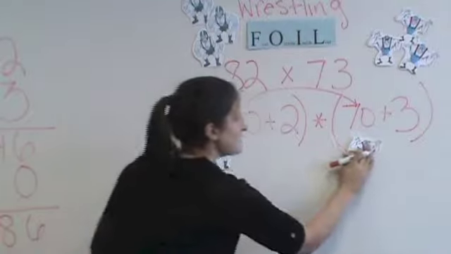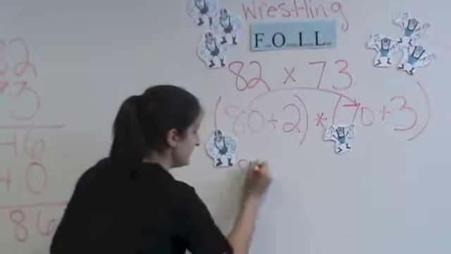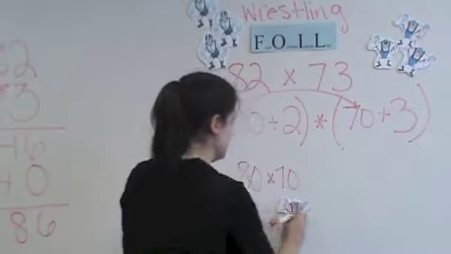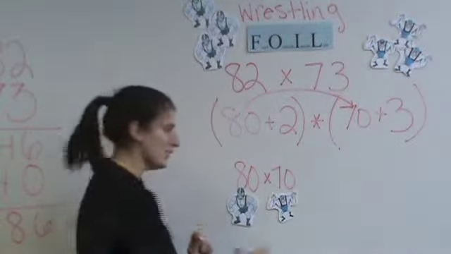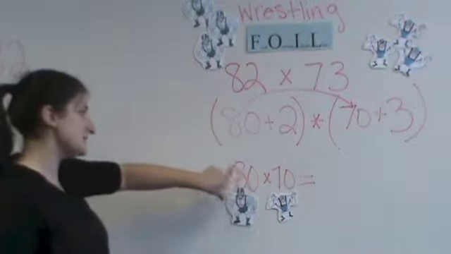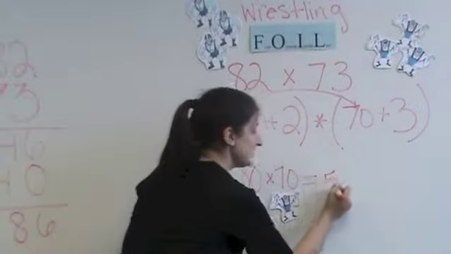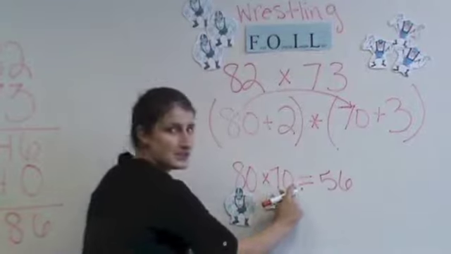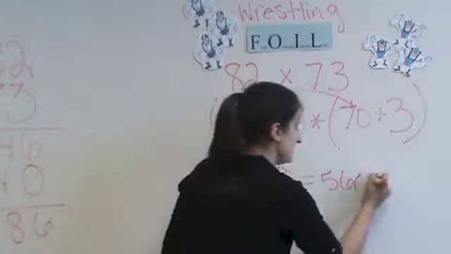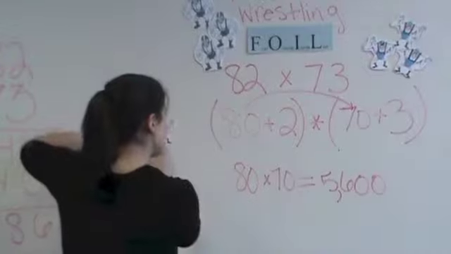So our wrestlers, we're going to move them just a little bit out of the way here. And we're going to do 80 times 70. And they are going to come down here and they're going to wrestle. Okay? While they're wrestling, they're going to tell us the answer. The answer to 80 multiplied by 70 is going to be, we can do 8 times 7, which is 56 like we did in our other problem. But with the 56, we get to add in our 2 zeros in our tens place. So then it turns into 5,600.